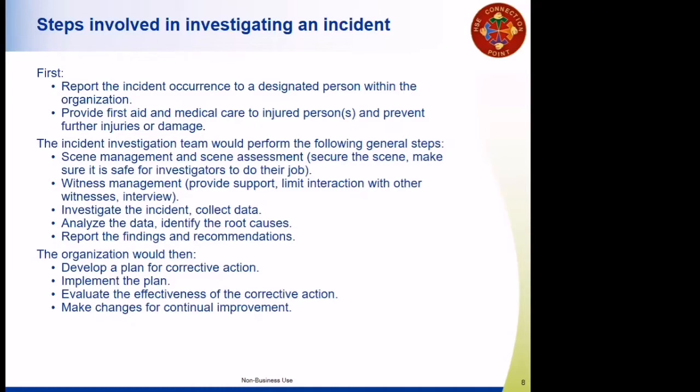Investigate the incident, collect data, analyze the data, identify the root causes, and report the findings and recommendations. The organization would then develop a plan for corrective action, implement the plan, evaluate the effectiveness of the corrective action, and make changes for continual improvement.